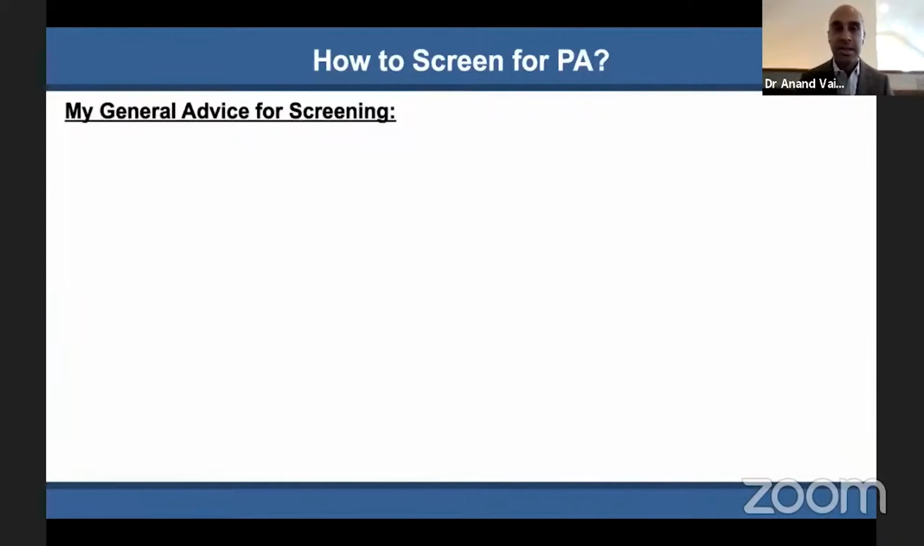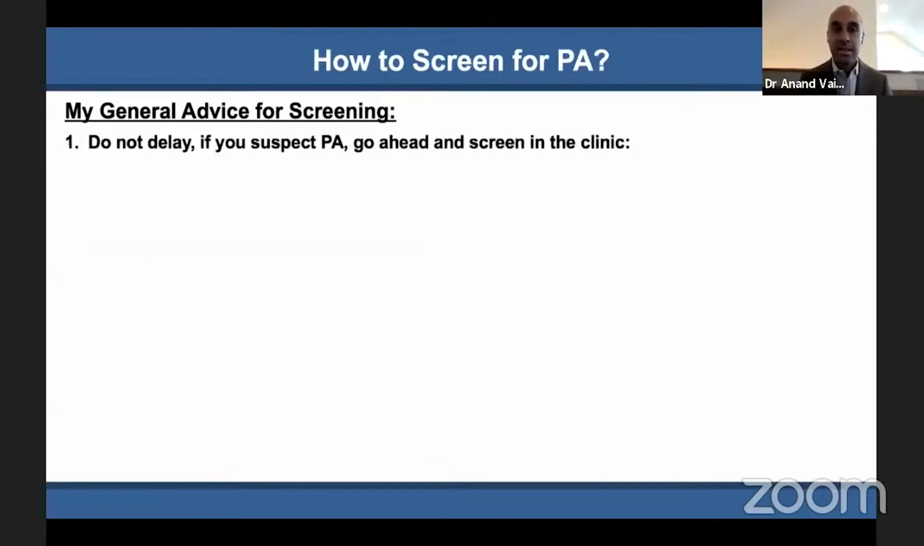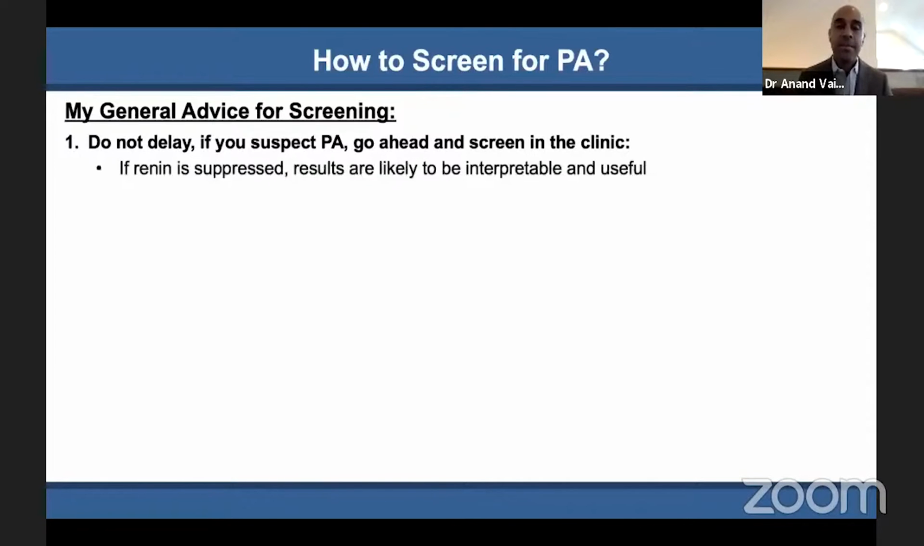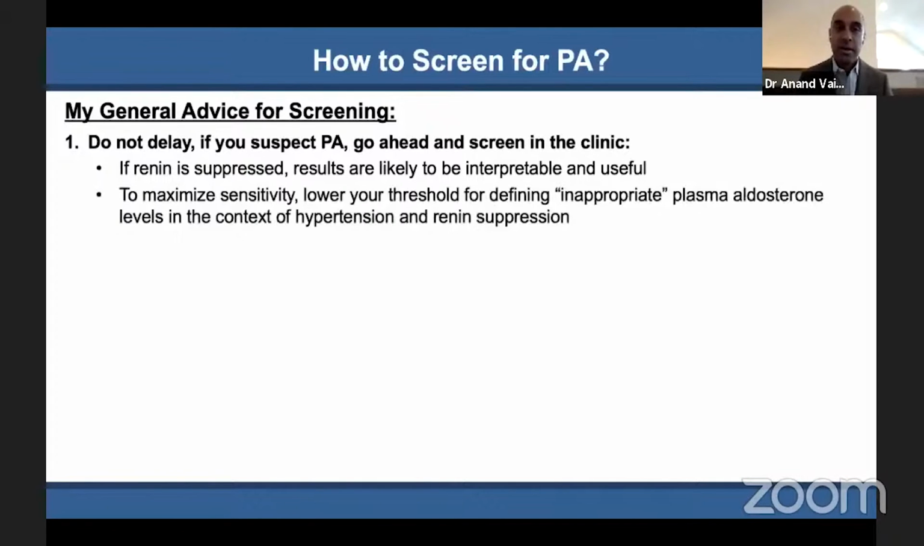So my general advice for testing is do not delay. If you suspect primary aldosteronism, go ahead and screen right there in the clinic at this moment. If the renin comes back suppressed, your results are very likely to be interpretable and useful. To maximize the sensitivity of the diagnosis, you lower your threshold for defining inappropriate aldosterone production in the context of renin suppression and hypertension. The lower the threshold will be, the more cases you will detect, but also the higher the false positive rate.